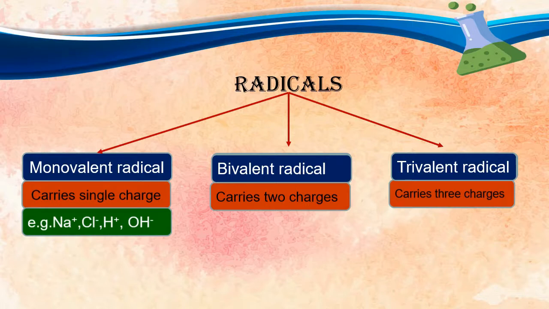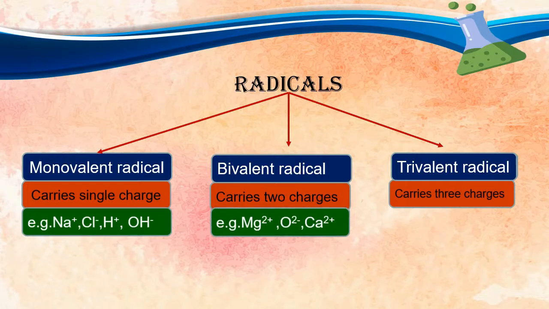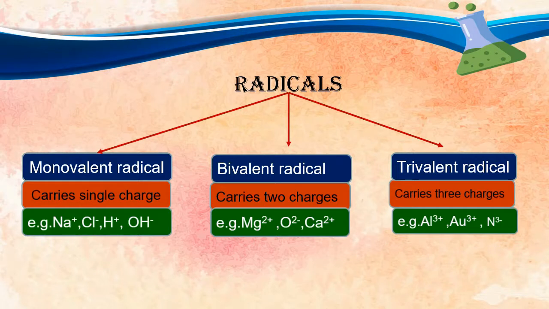Let us see bivalent radicals. The examples are Mg2+, O2-, Ca2+. So all the radicals which carry two charges are called bivalent radicals. Let us see the examples of trivalent radicals. Al3+, Au3+, N3-. All these carry charge 3 on them. Therefore, these are trivalent radicals.